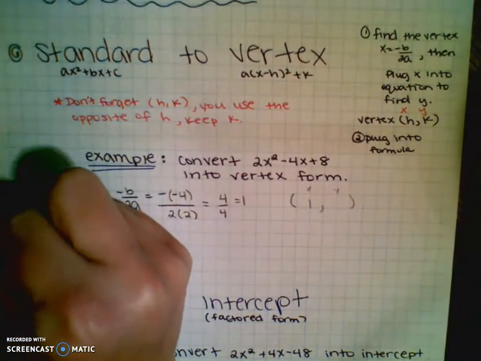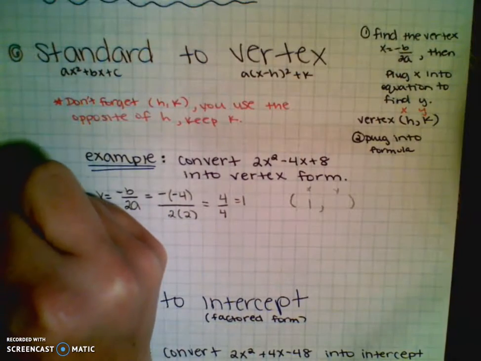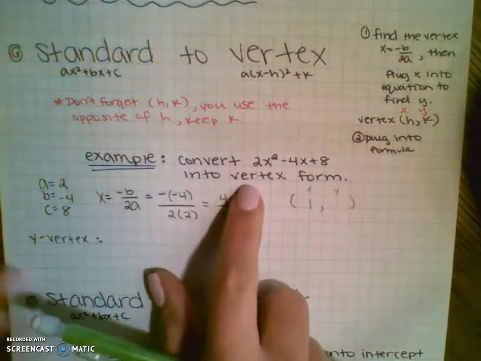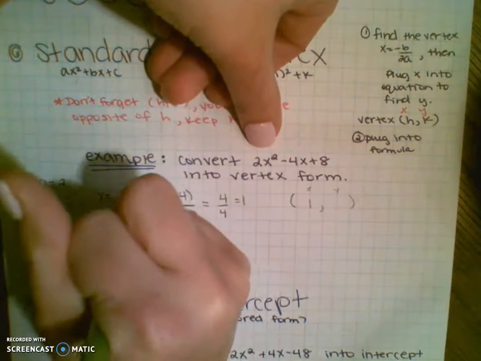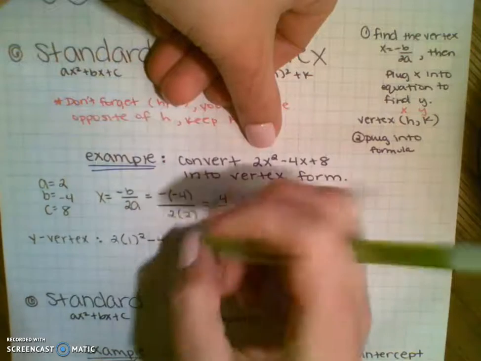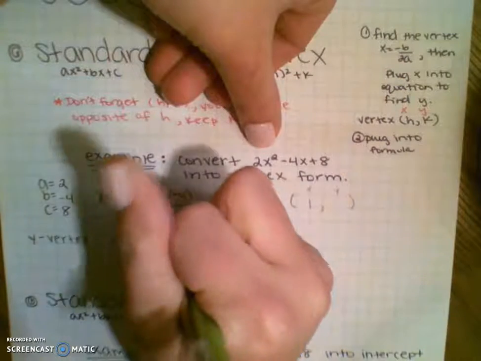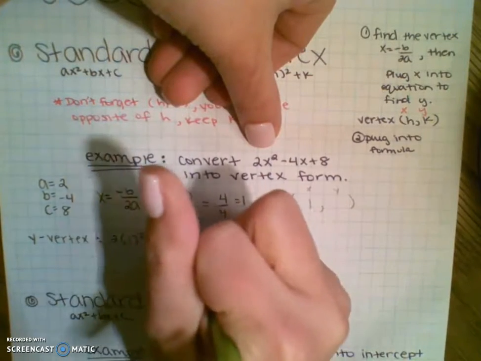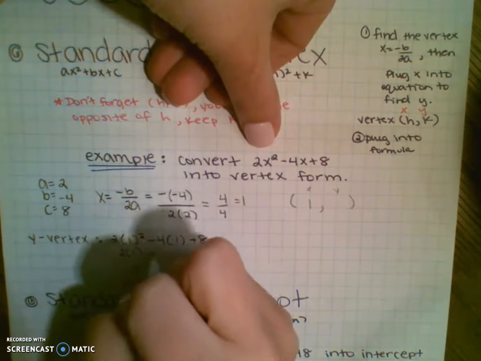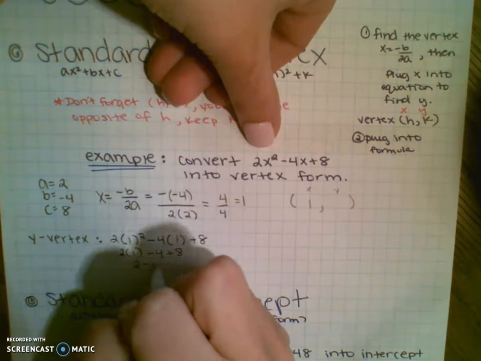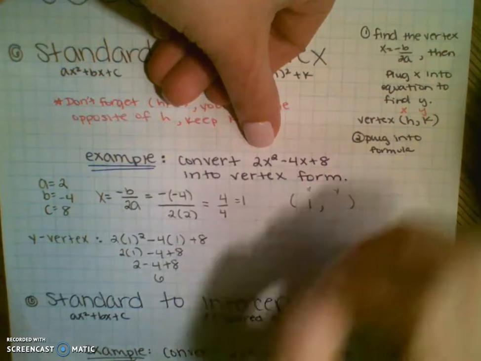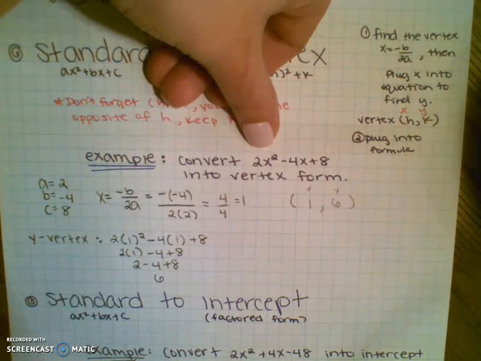I'm just going to call it the y vertex. Okay, so I'm plugging into this equation up here. So 2 times 1 squared minus 4 times, not -1, 4 times 1 plus 8. Okay, you can use a calculator or do it by hand. This is 2 times 1 minus 4 plus 8, 2 minus 4 plus 8, 2 and 8 is 10, 10 minus 4 is 6. Okay, so (1, 6) is your vertex.